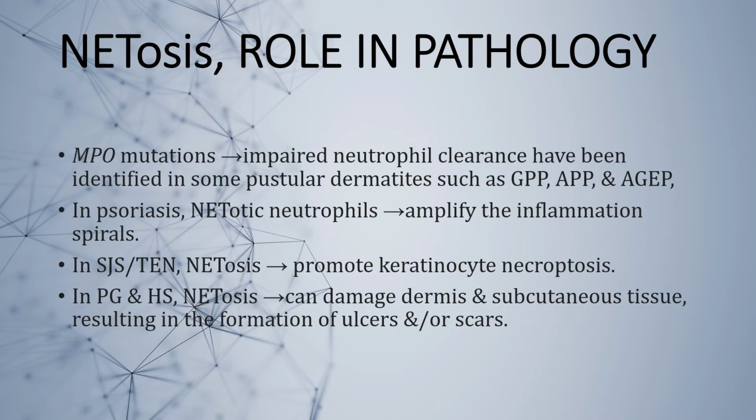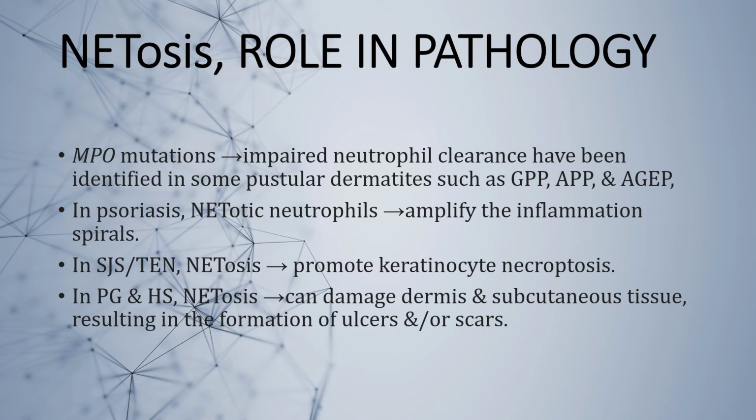As we know, myeloperoxidase mutations present in some cases of generalized pustular psoriasis lead to impaired neutrophil clearance, which could explain why there is an accumulation of neutrophils in these diseases. So this accumulation is a consequence of dysregulated clearance of neutrophils and subsequent neutrophil accumulation.